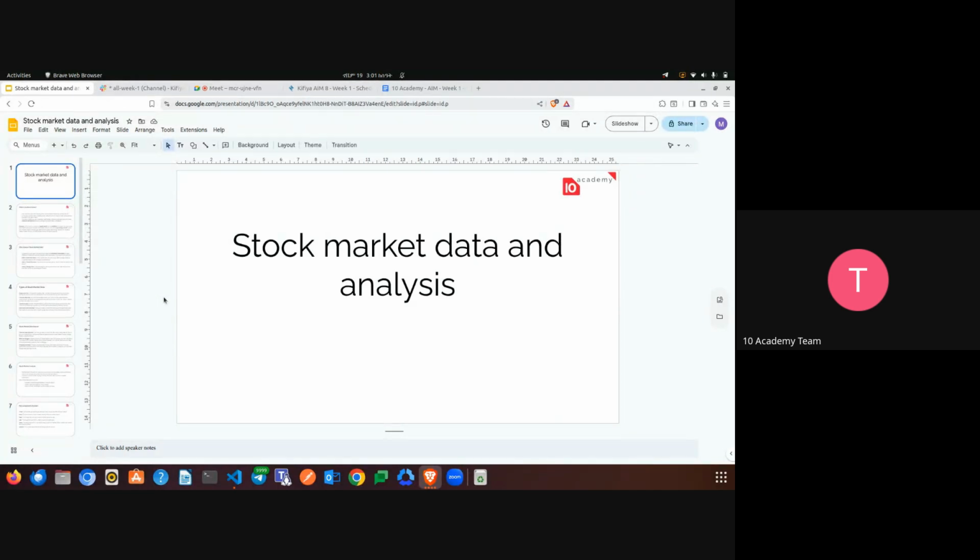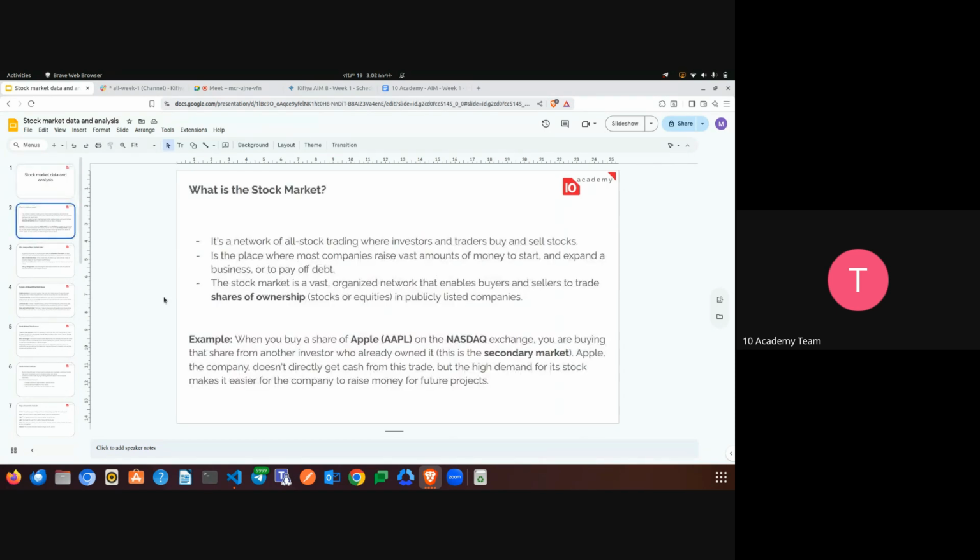So, today's session will be on stock market data and analysis. We'll dive into this topic and try to get a little understanding of the stock market. To start our course, let's begin with what a stock is. You may not be familiar with this term, so let me give you some understanding.